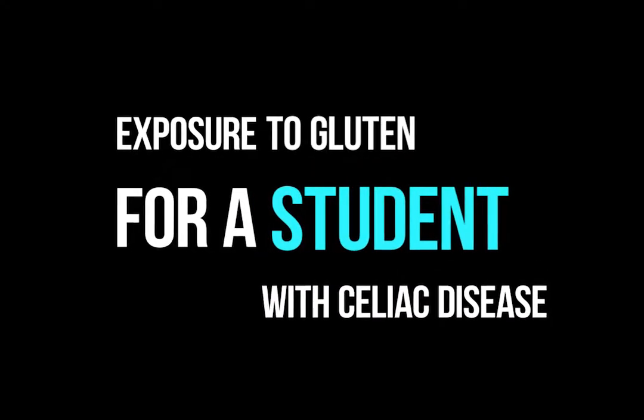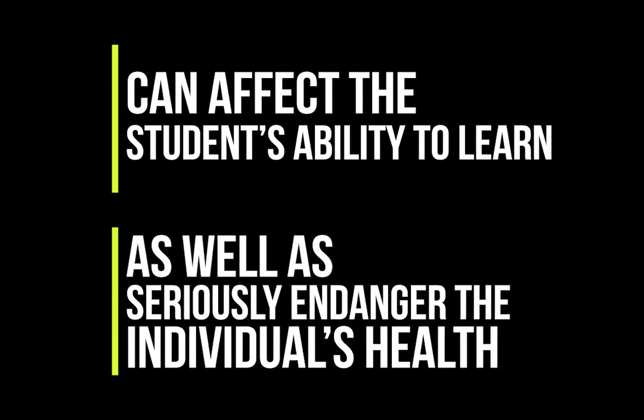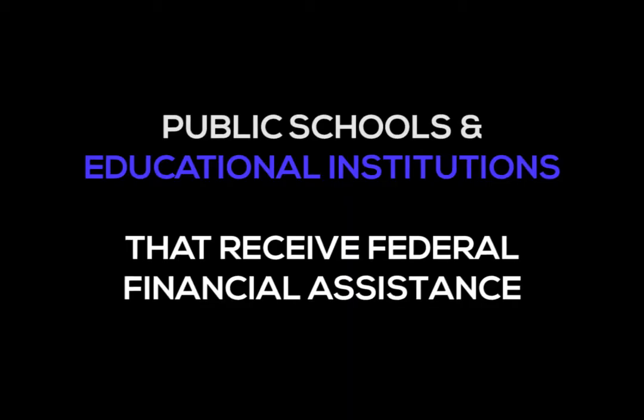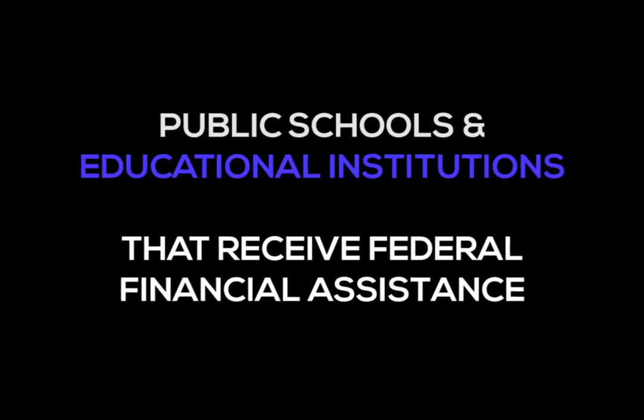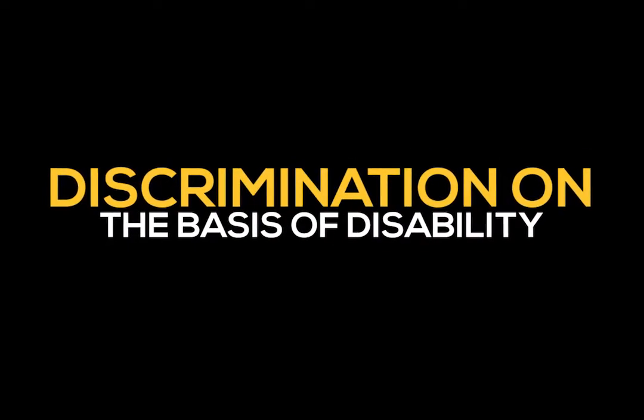Exposure to gluten for a student with celiac disease can affect the student's ability to learn, as well as seriously endangering the individual's health. For this reason, the Americans with Disabilities Act protects students with celiac disease. Section 504 of the Rehabilitation Act of 1973 applies to public schools and educational institutions that receive federal financial assistance and prohibits discrimination on the basis of disability, including diseases such as celiac disease.